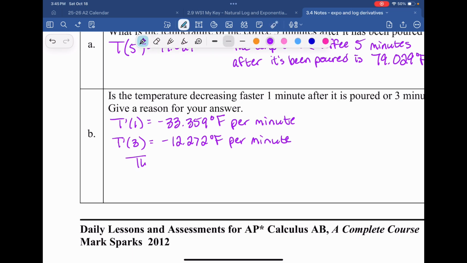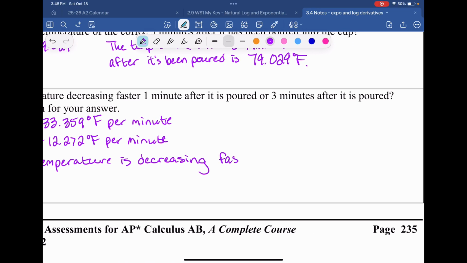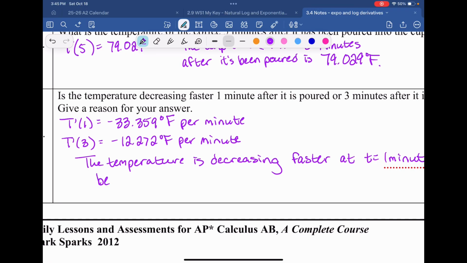So the temperature is decreasing faster at t equals 1 minute because, now we did this with absolute values here, the absolute value of T prime of 1 is greater than the absolute value of T prime of 3.